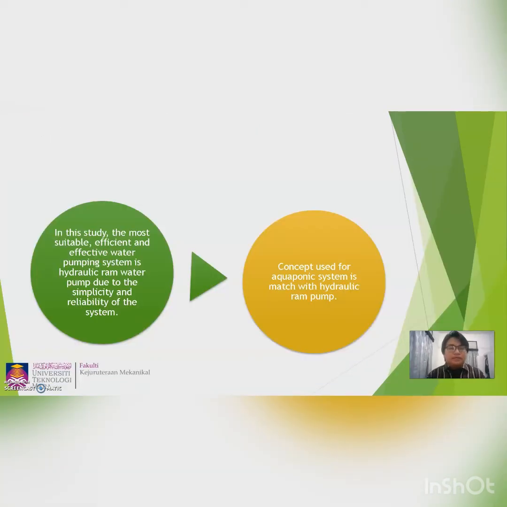From the three types of pumping technology, the most suitable, efficient, and effective water pumping system for the aquaponic system is the hydraulic ram pump. This is because of the simplicity and reliability of the system. In addition, the concept used for the aquaponic system matches with the hydraulic ram pump.